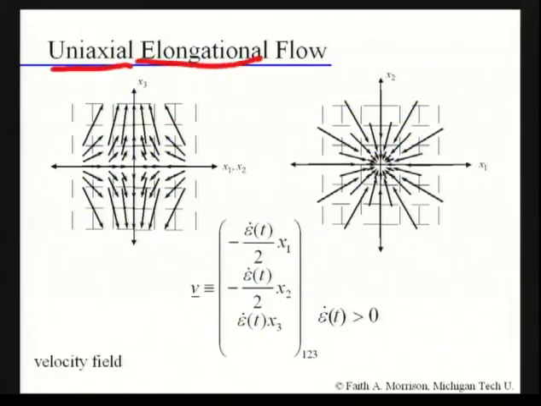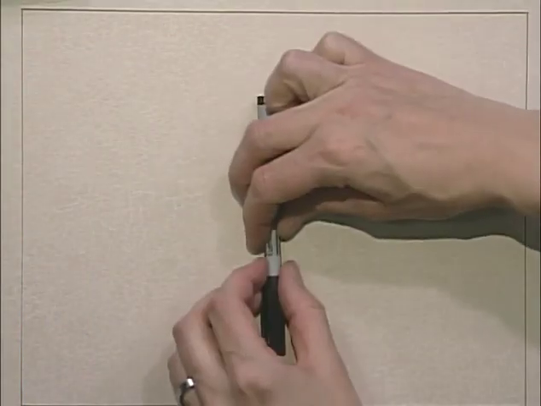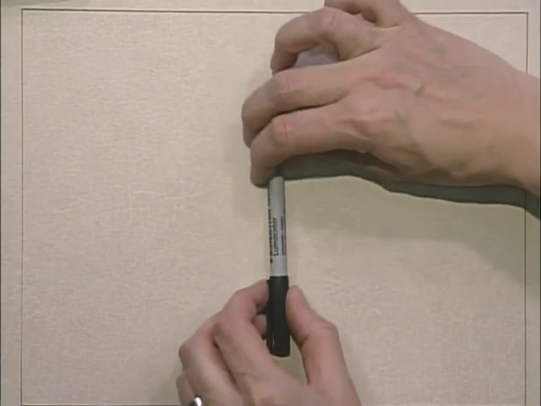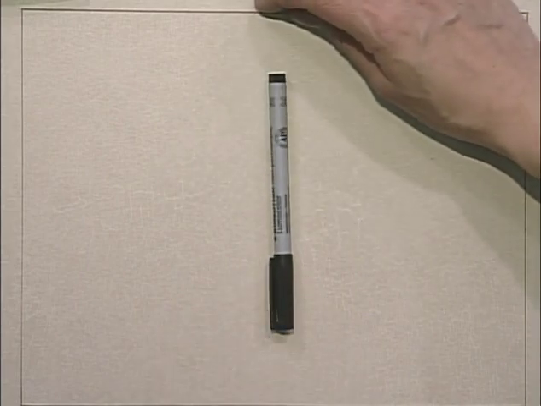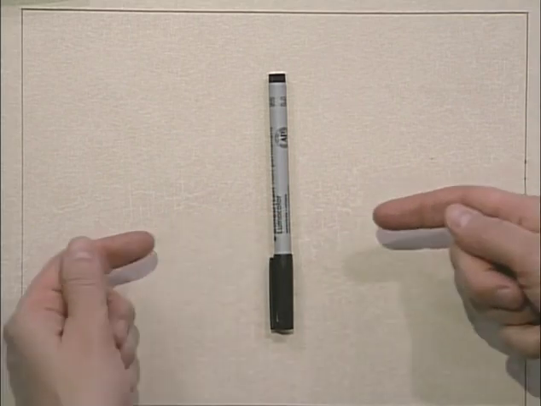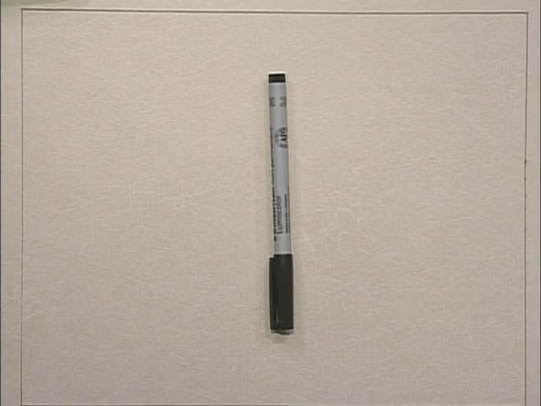For elongational flow, this is the sketch of the velocity field. This is the velocity field written down in mathematical form. Okay? It's much more complicated. Let me see if I can explain it to you. If I start with a sample that's the shape of this pen, and I stretch it, if I elongate, then in one direction, the particles are getting separated. And in the other two directions, the particles are coming in. All right, so that's what this is showing.